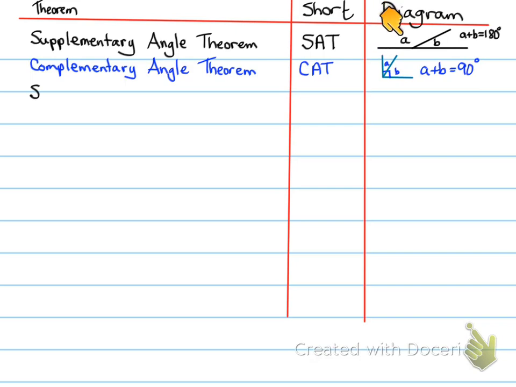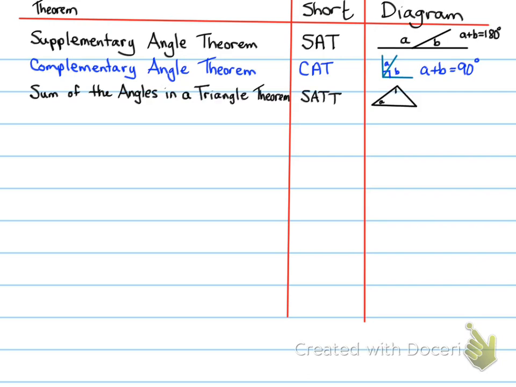So again, supplementary angle, the breakup of a straight line into two or more individual lines. Complementary angle theorem is the breakup of a 90-degree angle. Next, we had sum of the angles in a triangle theorem, SATT, which stands for sum of the angles in a triangle, which add up. A plus B plus C equals 180 degrees.